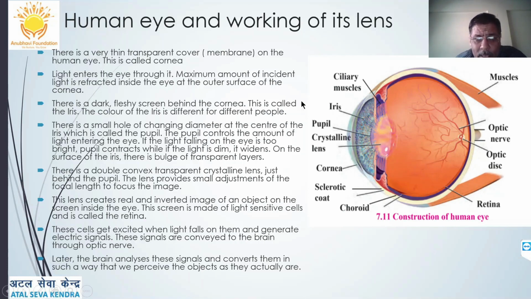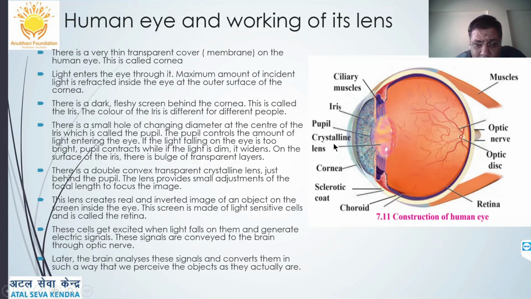Now there is a very thin transparent cover on the eye, so it is called as a cornea. This is the cornea you can see here. This is the cornea, which is a membrane cover on the human eye. Light enters the eye through it. Maximum amount of incident light is refracted inside the eye at the outer surface of the cornea itself.